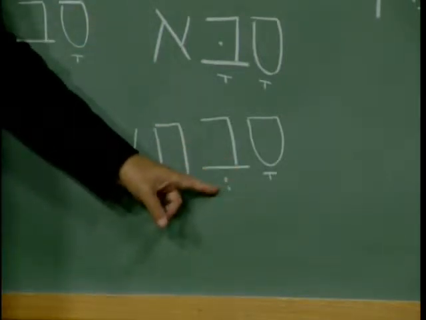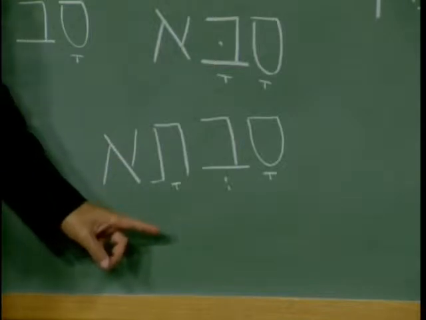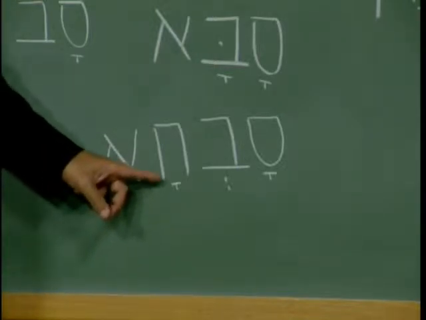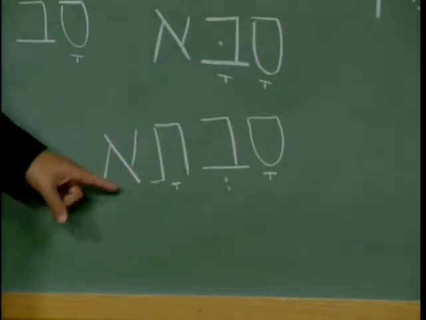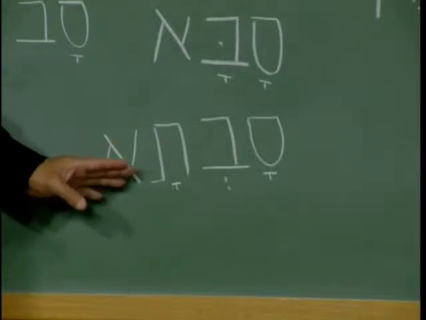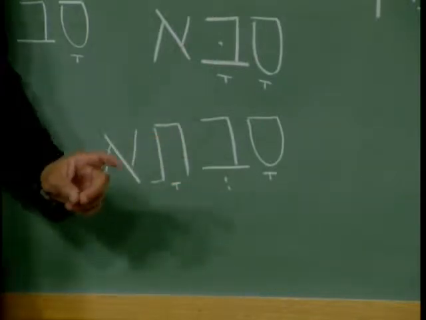So Sav. Then we have a Tav, which is the last letter of the Hebrew alphabet. We'll get there in a while. And with an A sound, Sav, Ta. And it ends with an Aleph. It has no vowels, therefore it's silent, and it's here for grammatical reasons. Savta is a grandmother.